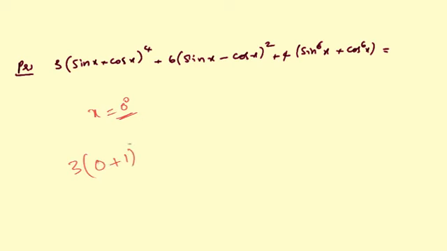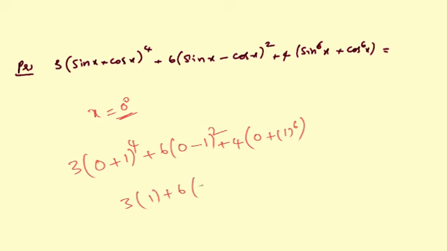This is nothing but 1 power 4, plus 6 into sine 0 is nothing but 0, minus 1 whole to the power of 2, plus 4 into sine 0 is nothing but 0, and cos is nothing but 1 power 6. So this will become 0 plus 1 is nothing but 1, friends. 0 minus 1 is nothing but minus 1, and minus 1 whole square is nothing but 1. And 4 into 0 plus 1 is nothing but 1, friends. This is again 1. So 3 plus 6 plus 4, that is nothing but 13, friends. So this is how you will be getting the answer.